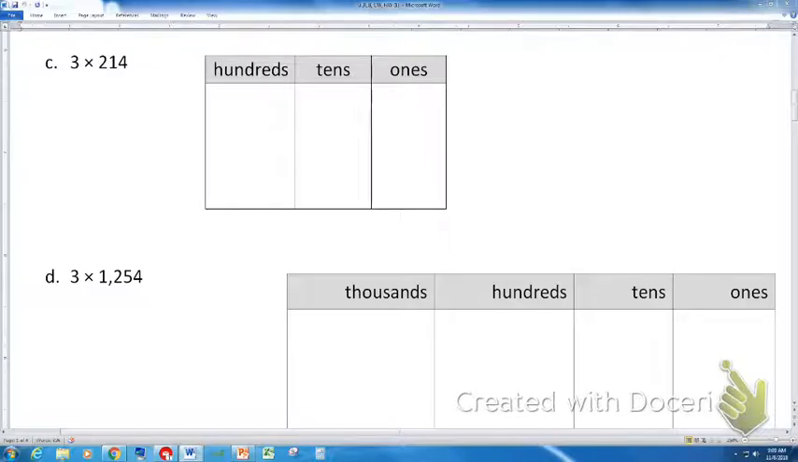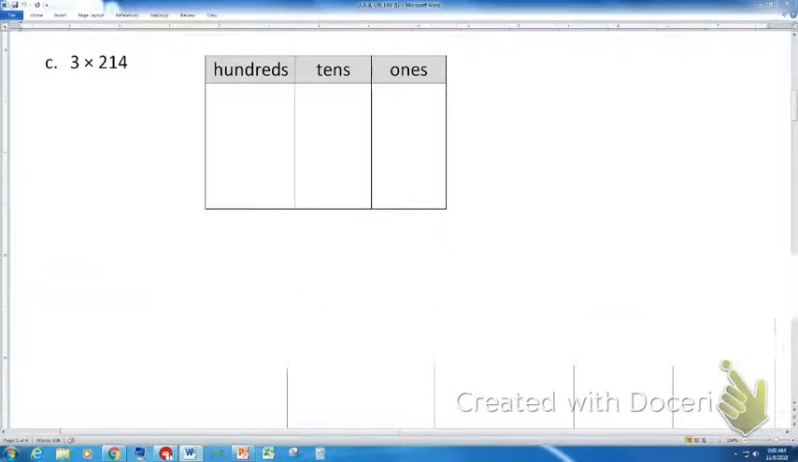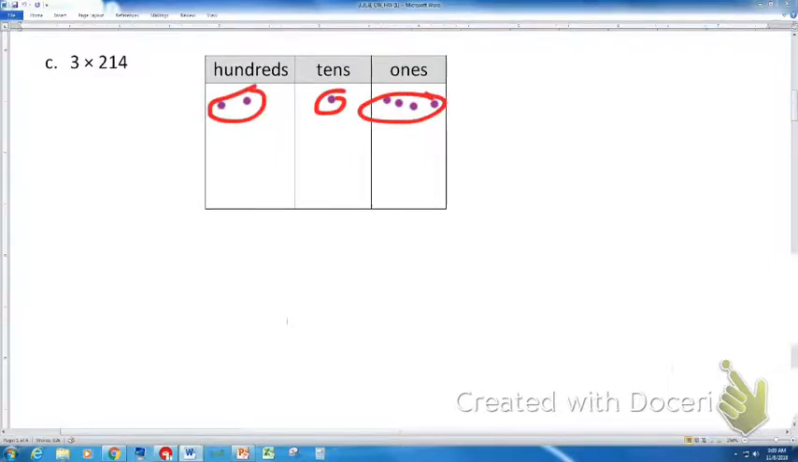Okay, so let's quickly take a peek at letter C. Letter D is going to be the same thing, but we're just adding in another place value. But for right now, we're just going to stay with the 3 digits for this review. So 3 times 214, because this has the regrouping. We put our dots in: 2, 1, 4. We're going to have to do groups, but this time we need to do it 3 times. We need to have 3 groups.